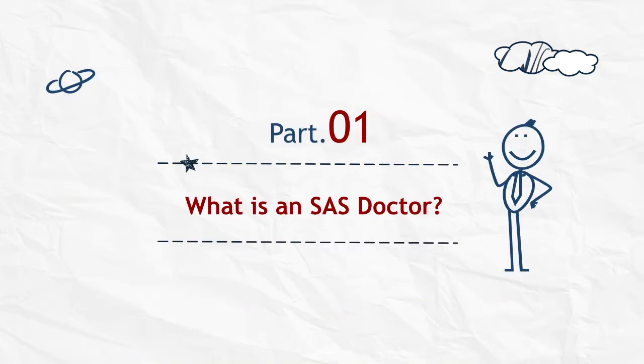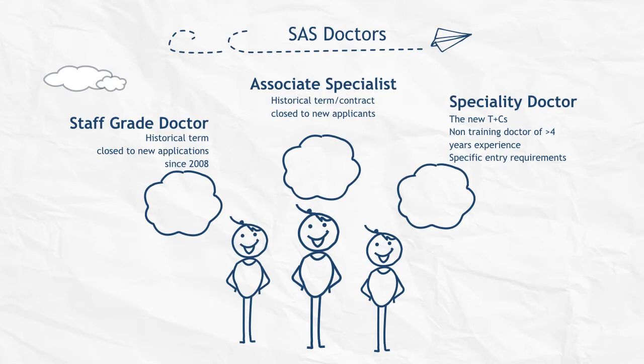I think the first question that we will all ask ourselves is what actually is an SAS doctor, and I didn't really know the definitions until relatively recently myself. SAS stands for staff grade doctor, associate specialist, or specialty doctor. Staff grades and associate specialists are both historical terms, and both are closed to new applications since 2008, when the terms changed and were taken over by specialty doctors. These have new, nationally agreed terms and conditions, and specific entry requirements, and that is basically a non-training grade doctor of greater than 4 years experience post-registration. They may have other specific entry requirements, maybe exams or experience in specific specialities, and that's agreed on a central contract.